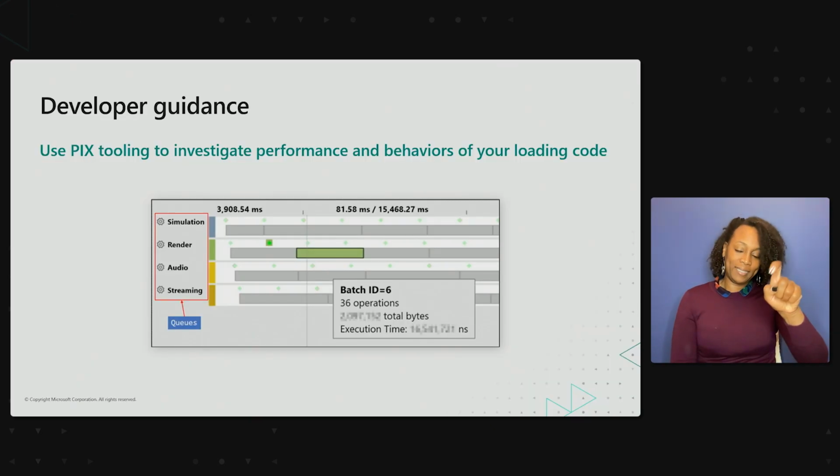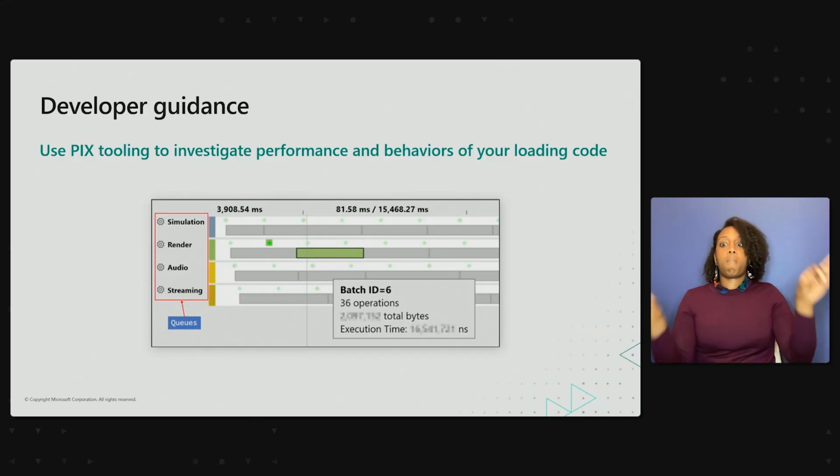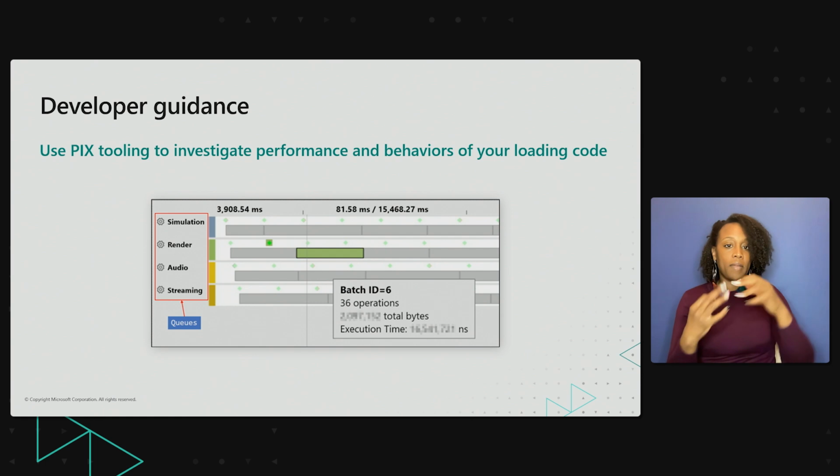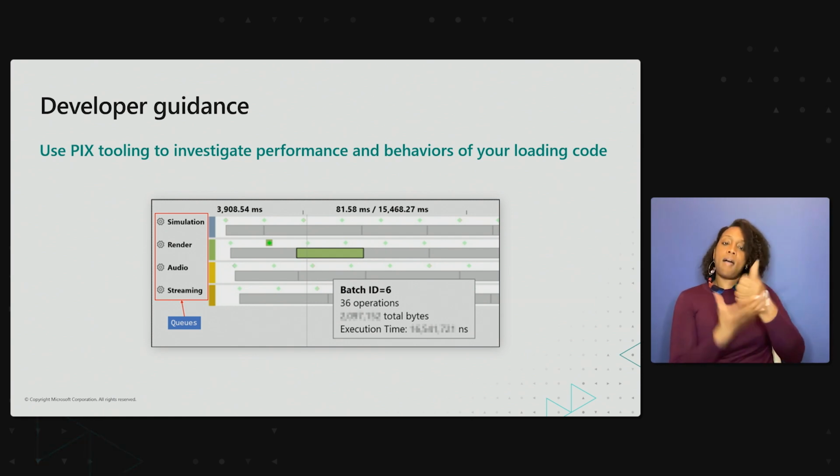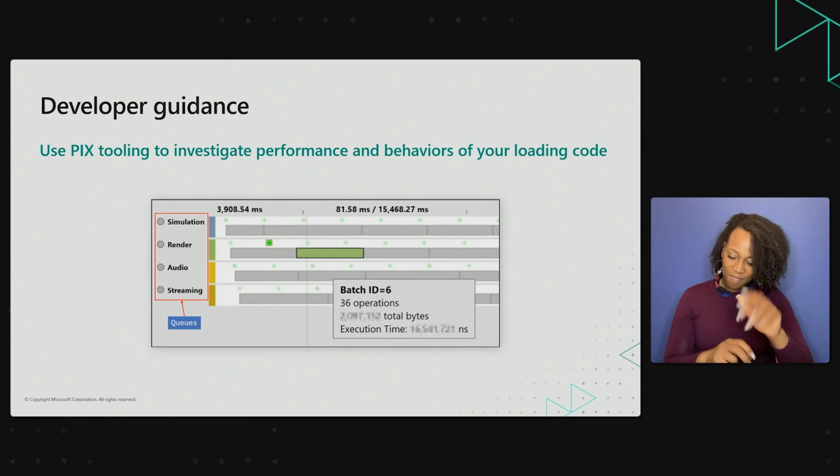Okay, now you've heard all this complexity and all this new infrastructure you're putting into your title. So how do you debug this? PIX. Tooling support is super important for the DirectX family of APIs, and PIX is available there to help debug your title.